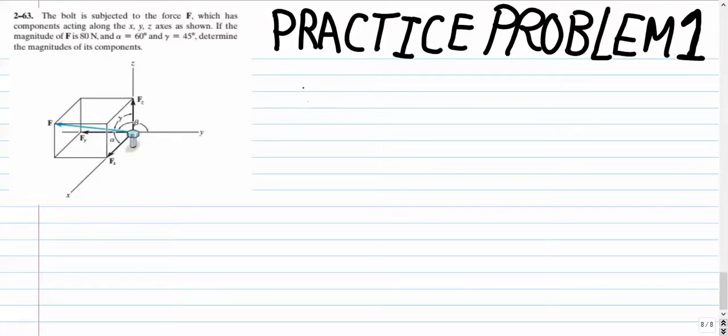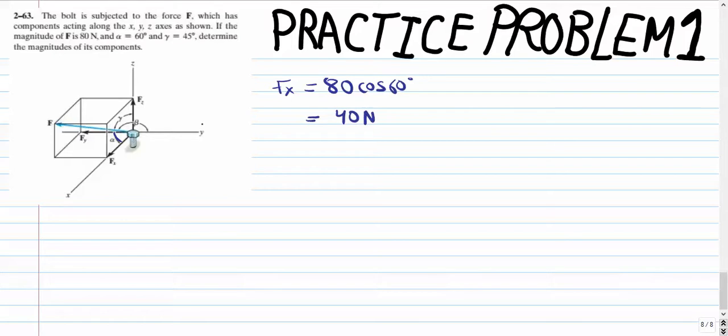So notice that they have given us two of the three angles that we require to find the components. They have given us the angle alpha, which is the angle between the force F and the x-axis. So we can use this angle to find the component along the x-axis. So this much is pretty much straightforward. So the component along the x-axis, or Fx, is going to be the force F, 80 newtons, cos the angle alpha, which is 60 degrees. And this will give us 40 newtons.